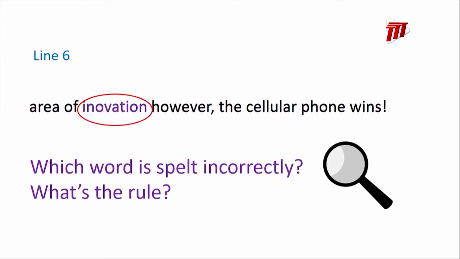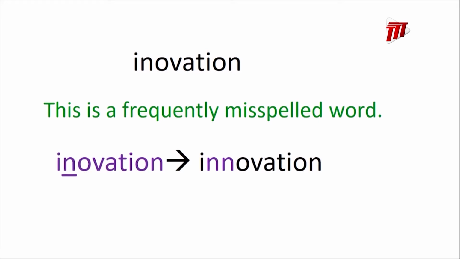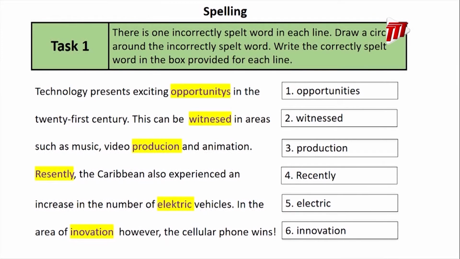Yes. The N has to be doubled. So innovation is really I-N-N-O-V-A-T-I-O-N. And this is a frequently misspelled word. So let's spell it again. I-N-N-O-V-A-T-I-O-N. I-N-N as in ovation, O-V-A-T-I-O-N. Simple spelling for you to remember. Circle the word and write the correct spelling. So we have our 6 words there, and our 6 words are circled.